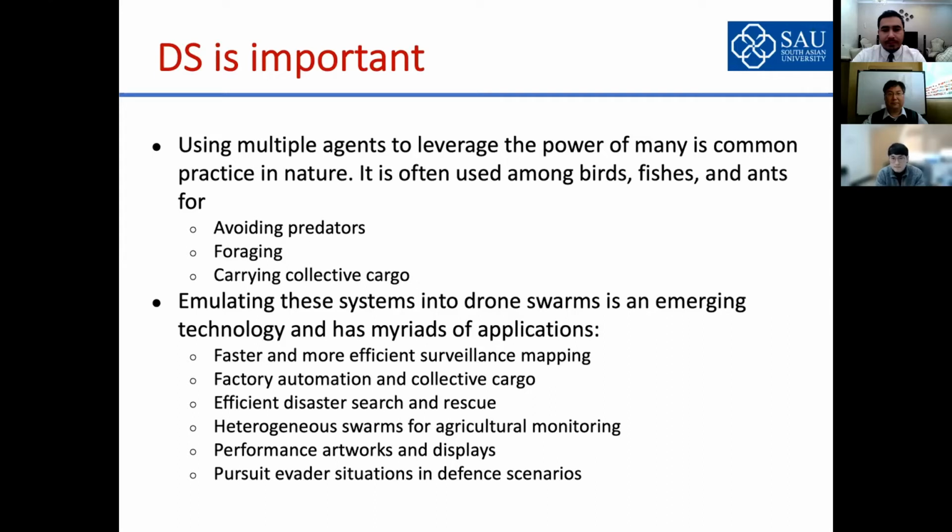Performance artworks and display. This is another area. On 26 January is our Republic Day and the Beating Retreat ceremony in India. In Delhi, 1,000 drones were flown together. They made different kinds of shapes. You can see the videos on YouTube. So 1,000 drones flown together autonomously with no central control, with no control from the base station.